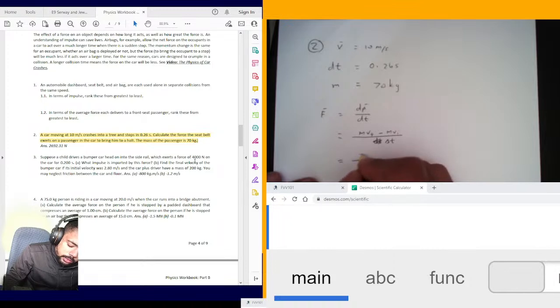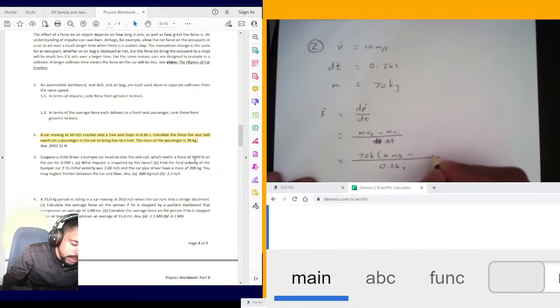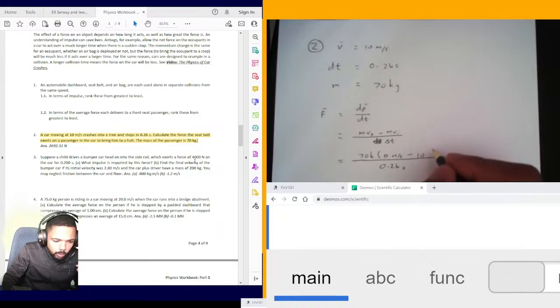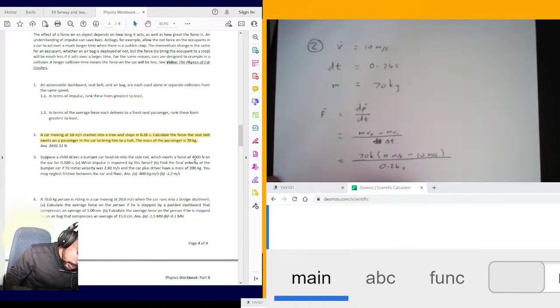The mass is 70 kilograms, which we can take out because it's a constant. The final velocity is 0 meters per second because the car stops after it crashes, minus the initial velocity. If we take going to the tree as positive, then the velocity going backwards is going to be negative. So towards the tree is positive, so this will be 10 meters per second. This will give us a negative value.